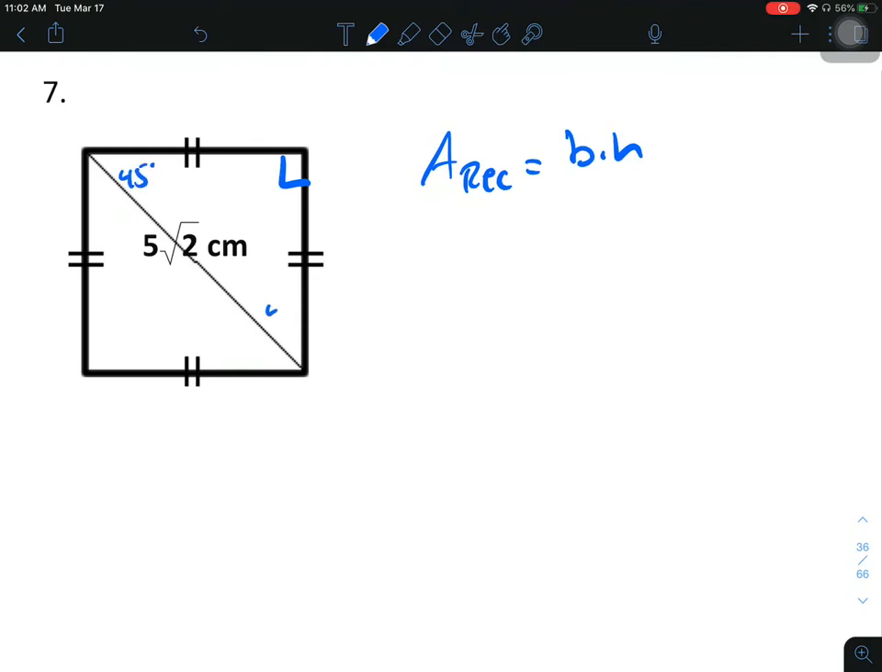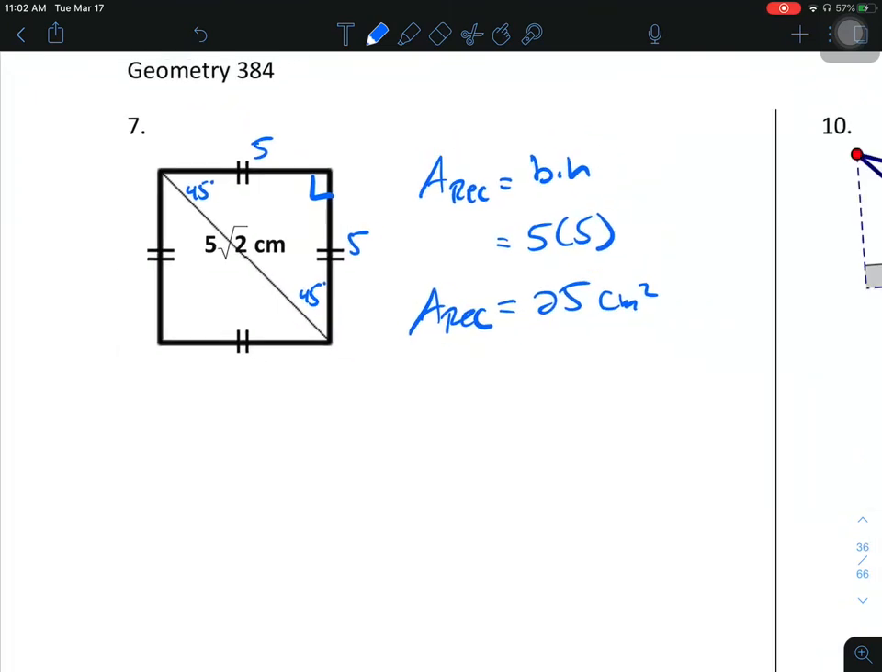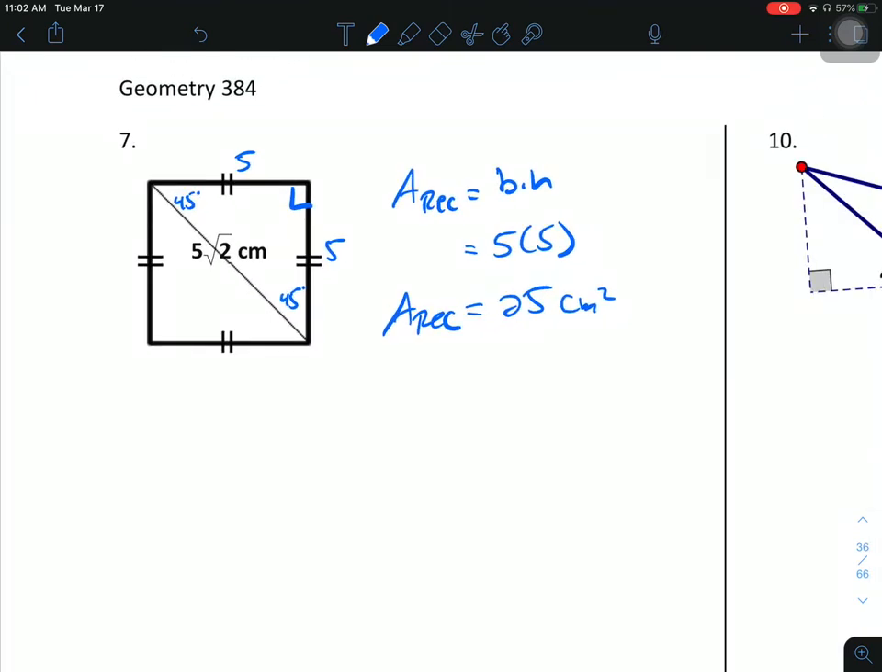So these both have to be 45 because 90 cut in half is 45. That's a 45, 45, 90. The hypotenuse is 5 square roots of 2, so the leg, the short leg, has to be 5. So the base and the height are both 5, so the area is 25 square centimeters. Special right triangles are not going to go away, kids.